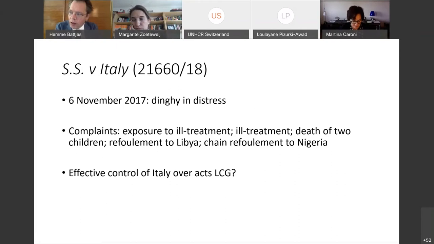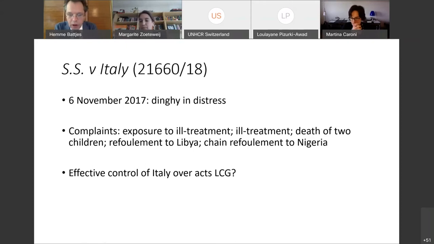Now, in itself, it is not so odd to assume, let me put it another way. It is clear that the actual ill treatment was brought about by Libyan officials. So in that sense, certainly outside Italian jurisdiction. But as said before, the Italians in fact did most of the coordination of this rescue effort.